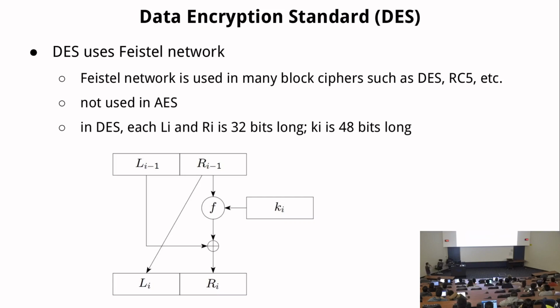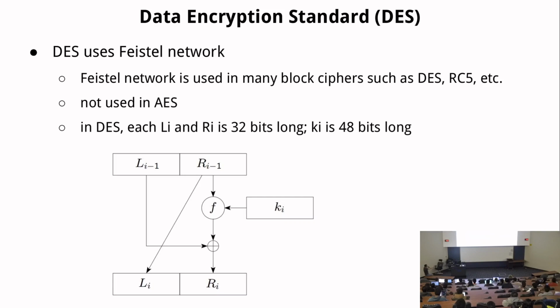Actually, AES does not use this structure anymore. AES is much faster and secure. And one of the design goals of AES is that it should be very fast. So in DES, each block is 8 bytes, 64 bits. When we encrypt that block, we divide it into 2 parts, left-hand side 32 bits, right-hand side 32 bits. However, the key is only 48 bits here.